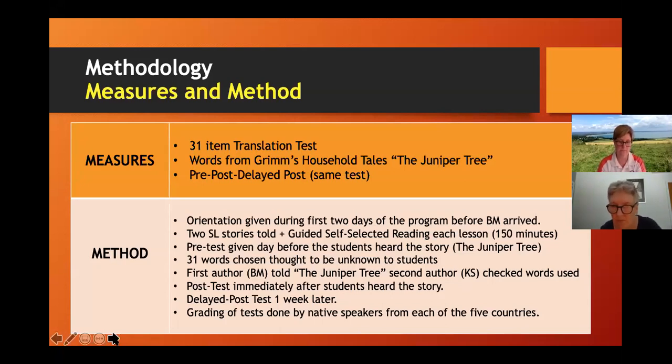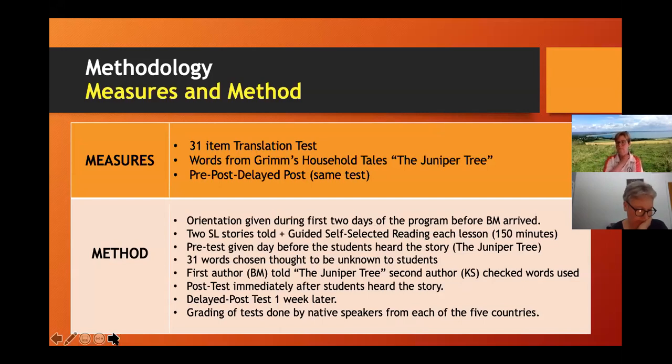But the words in the test, on all 3 tests, were based on a story called The Juniper Tree. And these were words that both Dr. Mason and I suspected that students might not know. We were told that these were going to be beginning level students. That's who we had hoped to work with, but that wasn't actually really the case. I would say that there were some students in the class that might have been a little less proficient in English than others, but there were some, I would say, intermediate to even upper intermediate students in the class.